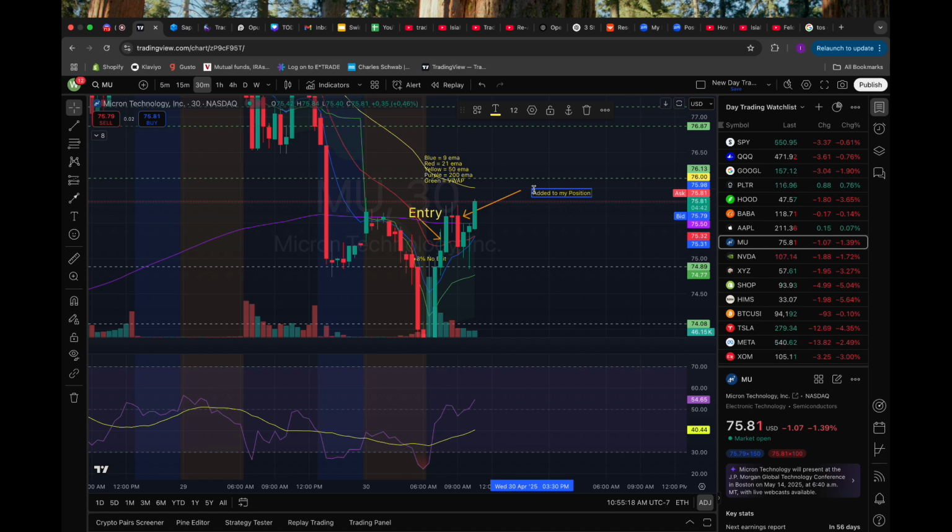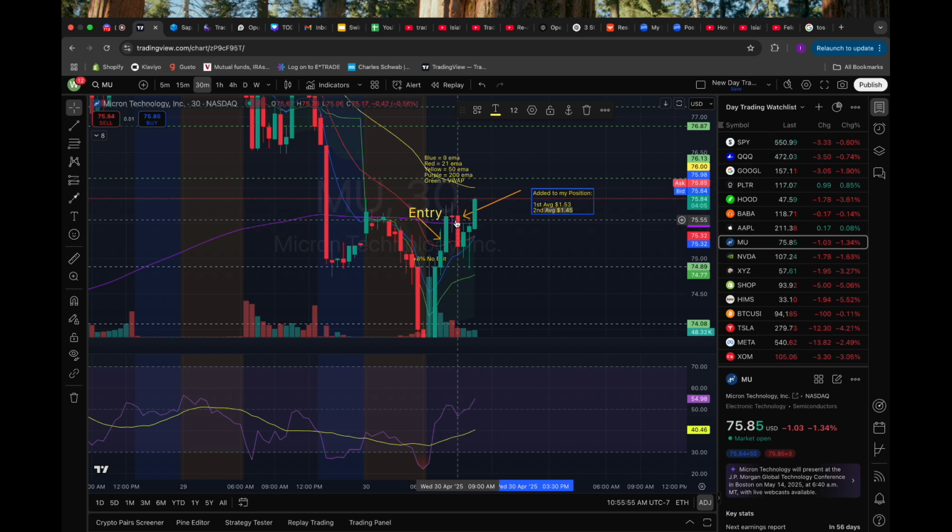Okay. Now, my first average was 153 per contract. And then my second average, after I added my contracts, was 145. Okay. So I brought my price down to 145. So if I did get back up to 153, I would have been in profit at 153 instead of at break even. So I added right here because I saw it was rejecting off of the 200 EMA.